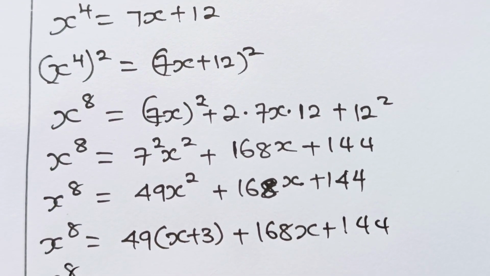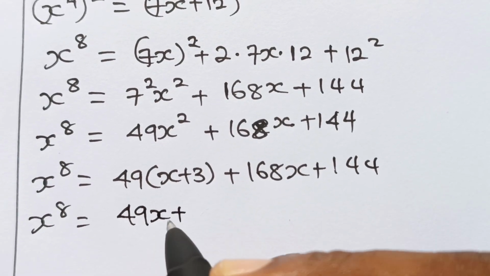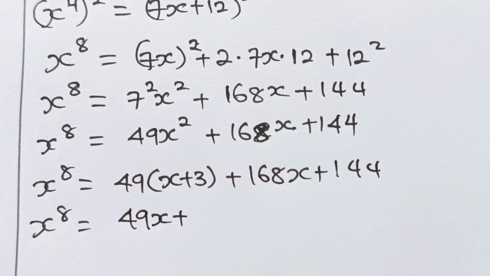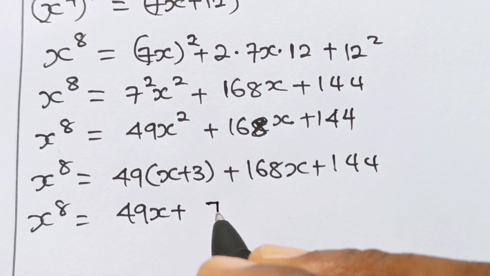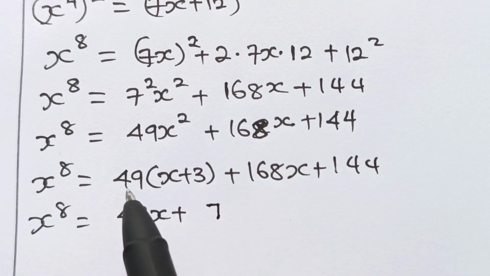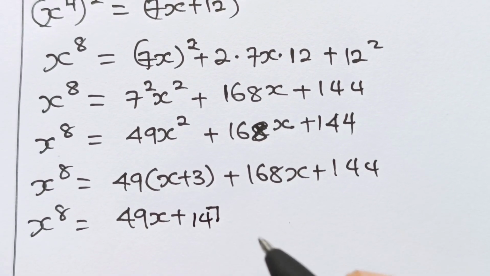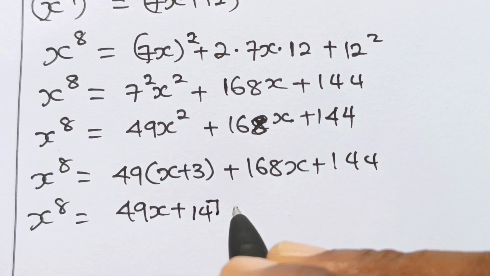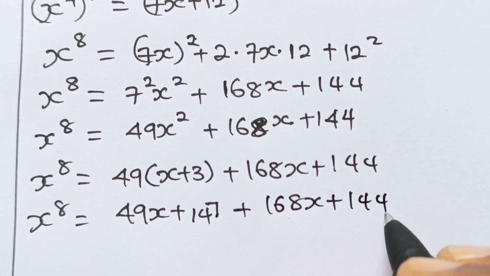So x to the power of 8 is 49 times x is 49x, plus 49 times 3 will give us 9 times 3 is 27. So we write 7 and carry 2. 4 times 3 is 12 plus 2, 14. So we have 147. Now plus 168x plus 144.